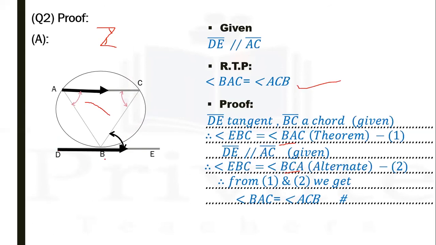Again, we have a tangent, the E, and a chord BC and another chord BA and another chord AC. So the angle between the tangent and the chord equals the circumferential angle which is made on that chord. So this angle is equal to this angle, and also this angle is equal to this angle because they are alternate, because DE is parallel to AC. Therefore, from 1 and 2, angle BCA and angle CAB are equal, and this is what is required to prove.